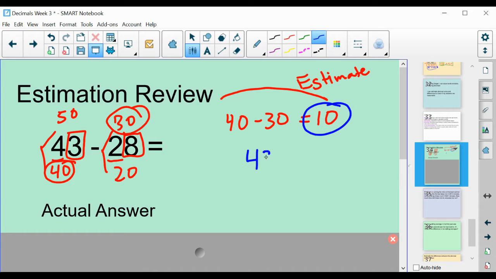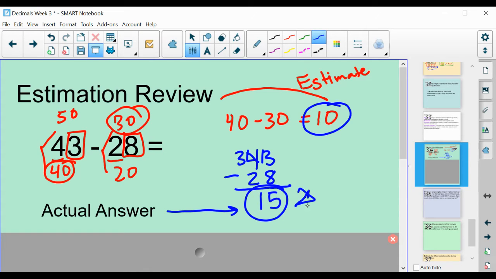So we're going to do 43 minus 28. I'm going to borrow and regroup here. 13 minus 8 is 5, and 3 minus 2 is 1. So our actual answer that we calculated is 15. Are 15 and 10 pretty close together? Definitely. That means our answer, yay, is reasonable.